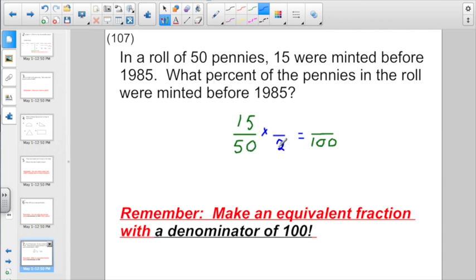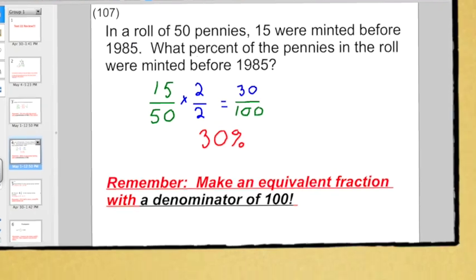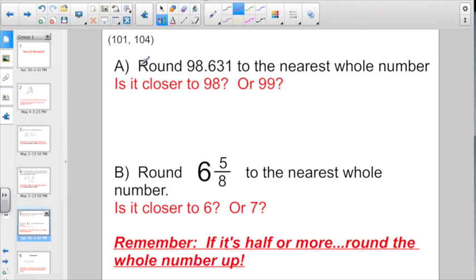And if I multiply the denominator by 2, I also have to multiply my numerator by 2. So now 15 times 2 would be 30. 30 over 100 is an equivalent fraction to 15 fiftieths, right? And if it has a denominator of 100, you just got to look at your numerator for your percent. So that would be 30%. Let's keep going and stay focused. Check out this one, coming at us from lessons 101 and 104.